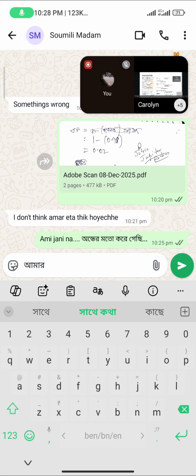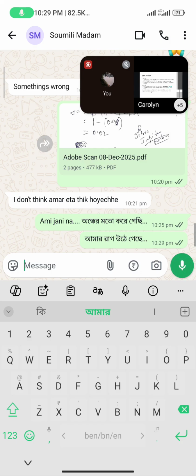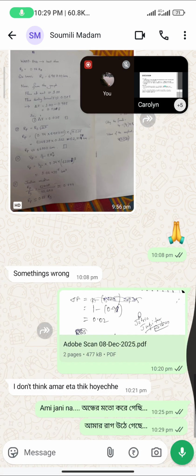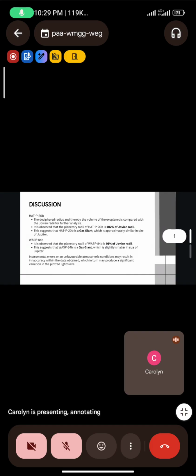Now, coming to the discussion part. For WASP-84b, you would get somewhere around 91% of Jovian radii when you calculate it. How you get that, I will discuss in the upcoming session when everyone's available. But this is the expected answer. And this will suggest that your WASP-84b is a gas giant. Since it is somewhere around or close to the size of Jupiter, we expect it to be a gas giant.